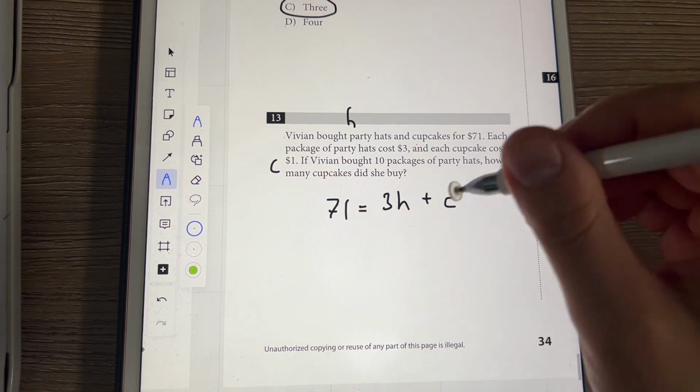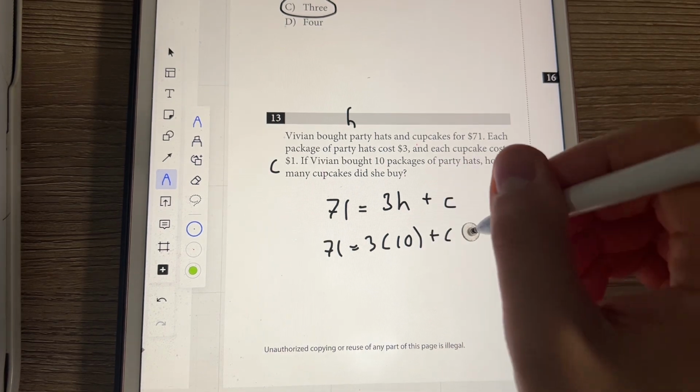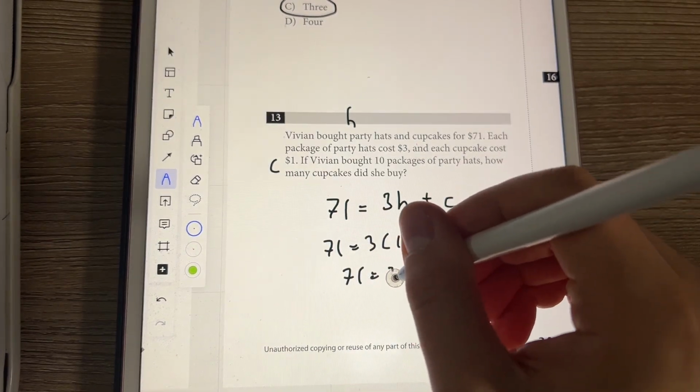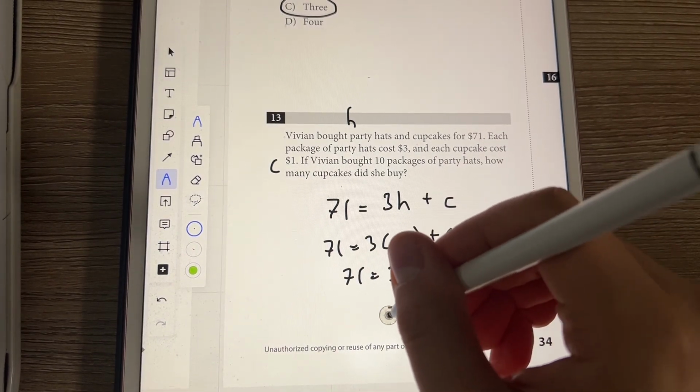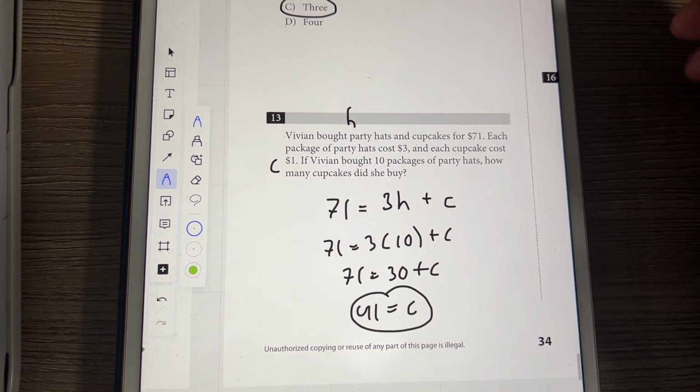Now, I'm going to put in 10 for H. 71 is equal to 3 times 10 plus C. 71 is equal to 30 plus C. C is equal to 41. Vivian bought 41 cupcakes.